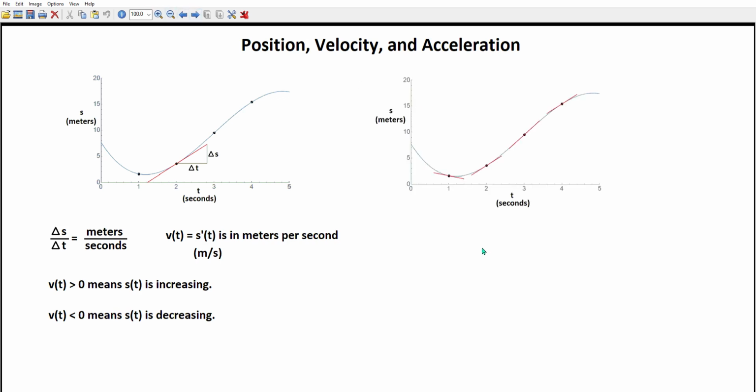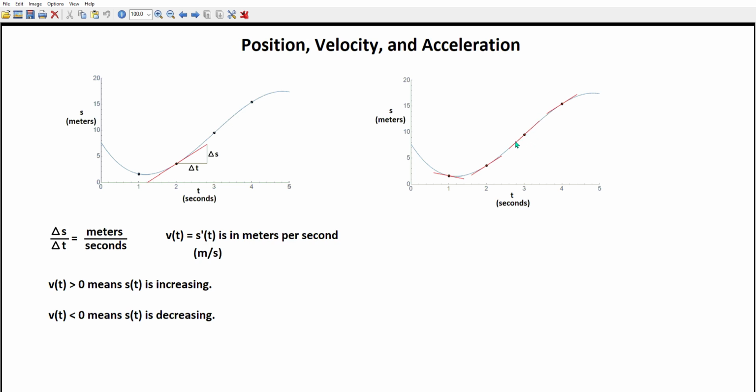So if we look at this picture at time 1, you can see the slope is negative, which means that s is decreasing, which means that your object is actually getting closer to the origin. At t equals 2, our slope is positive. We can see that s is increasing. The object is moving away from the origin.